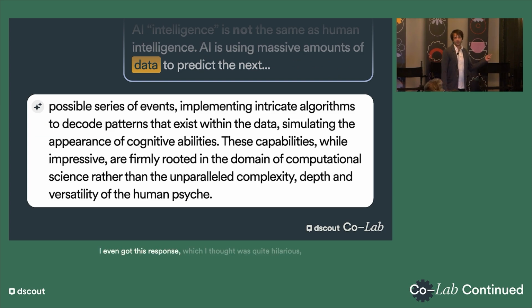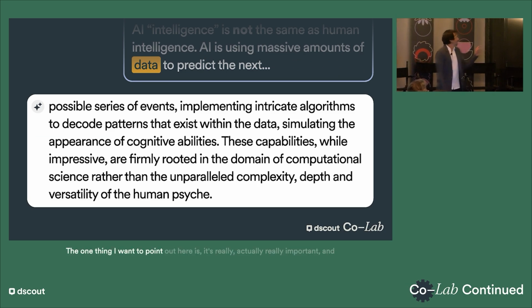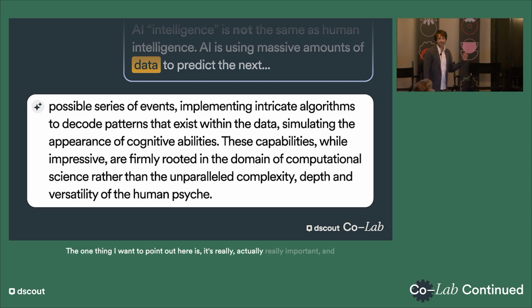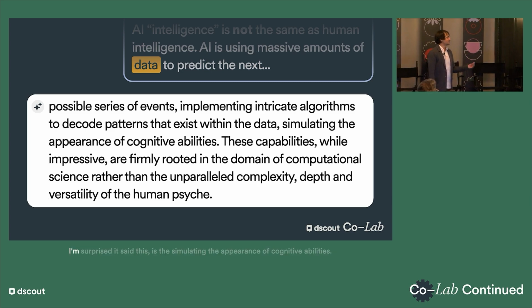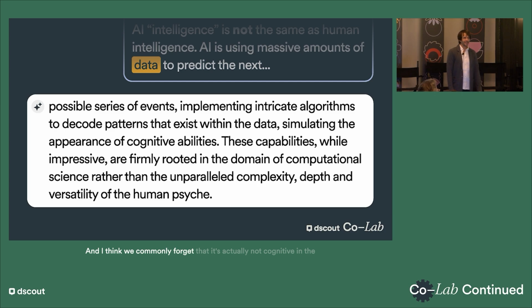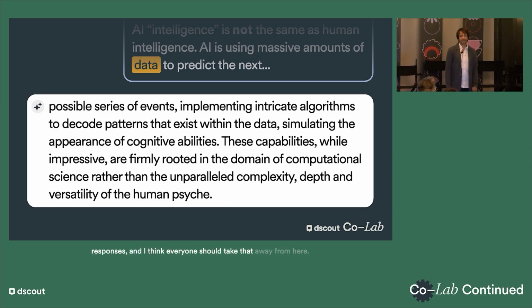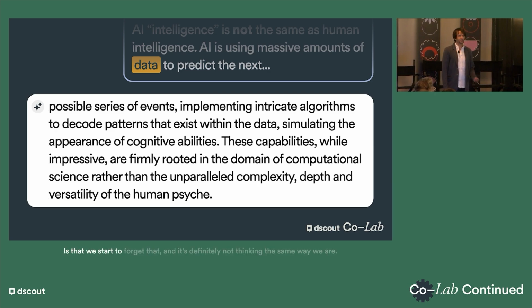I even got this response, which I thought was quite hilarious, and is the most AI response you could possibly get. The one thing I want to point out here is it's actually really important, and I'm surprised it said this, is the simulating the appearance of cognitive abilities. And I think we commonly forget that it's actually not cognitive in the responses, and I think everyone should take that away from here, is that we start to forget that, and it's definitely not thinking the same way we are.